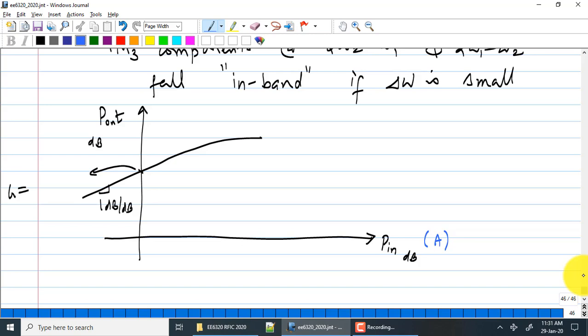So I got this term. Now on the same plot, I want to also plot the amplitude or the power of the third order intermodulation term. You understand? It will be shifted down.